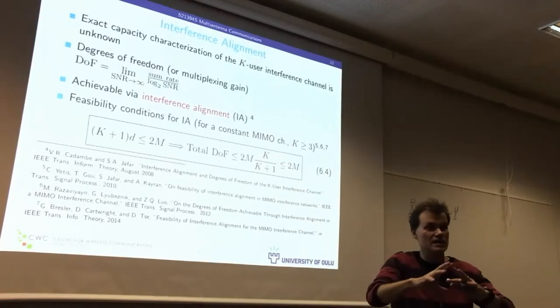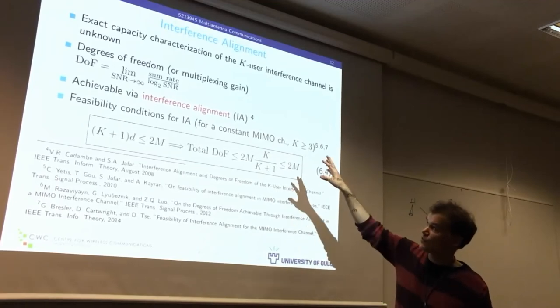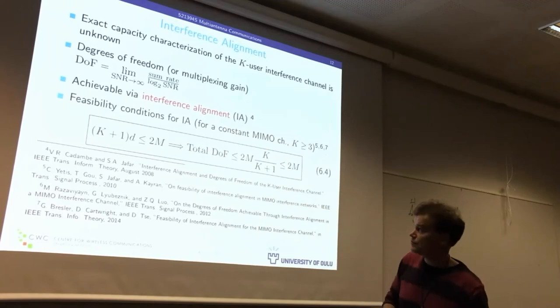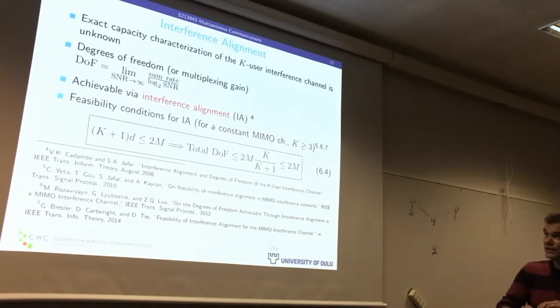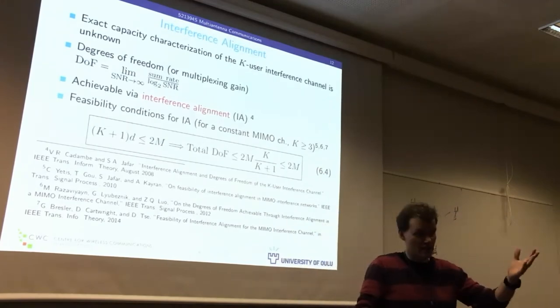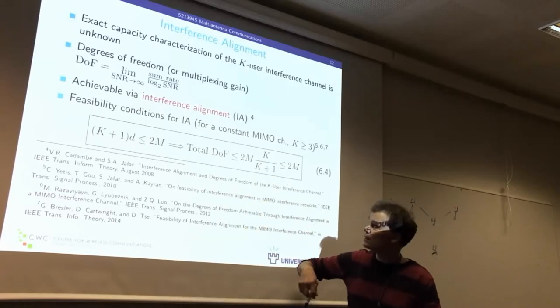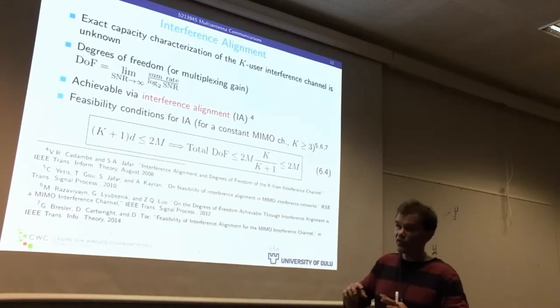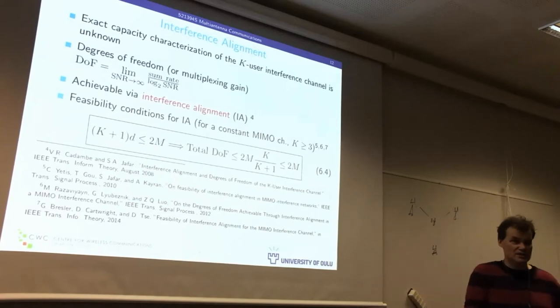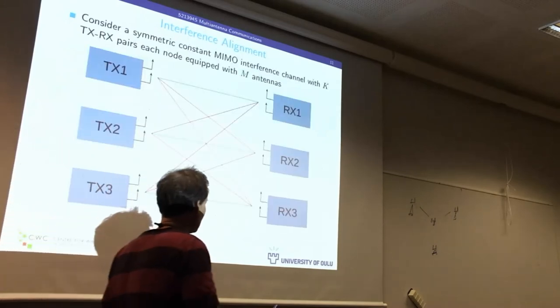So for a single realization of a MIMO channel, these degrees of freedom can be characterized. When you have whatever network with K users and M antennas, this is for the symmetric case. M is the number of antennas at the transmitter and receiver. You know, M is 2 in the previous case, K is 3, and D is 1. Okay, so you can write so-called feasibility conditions. It makes intuitive sense that you can write feasibility conditions.